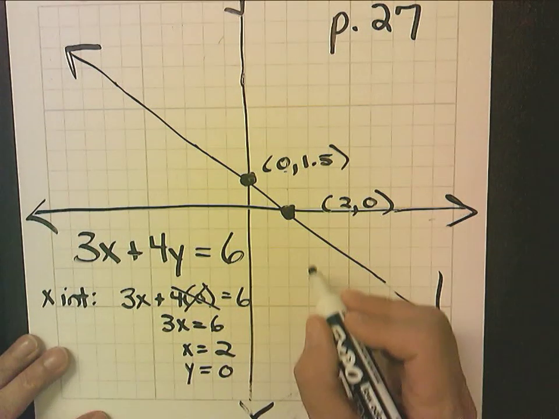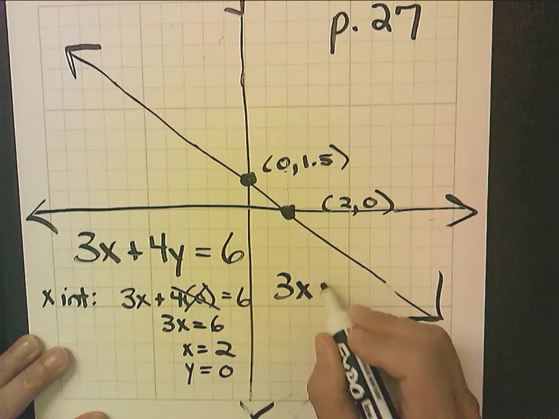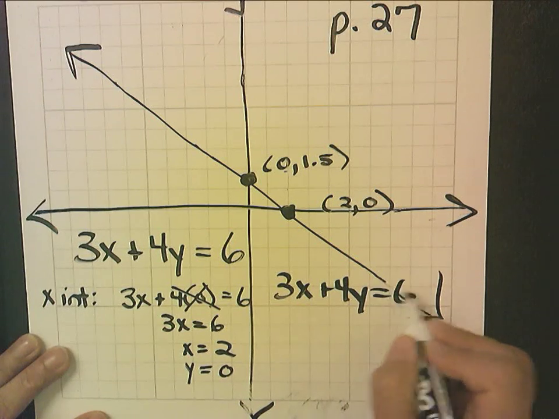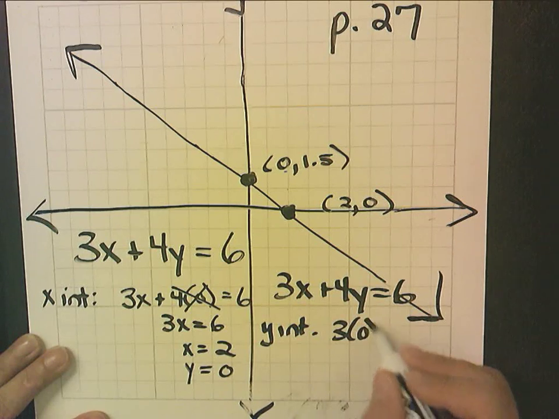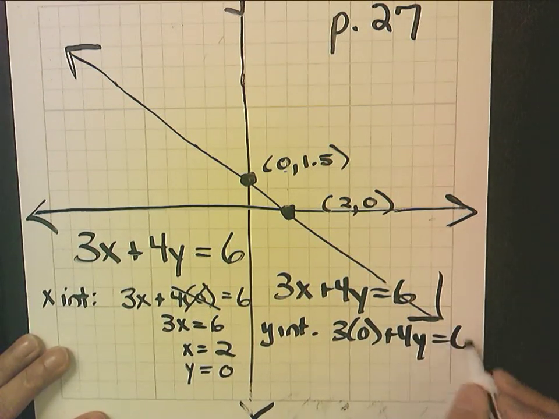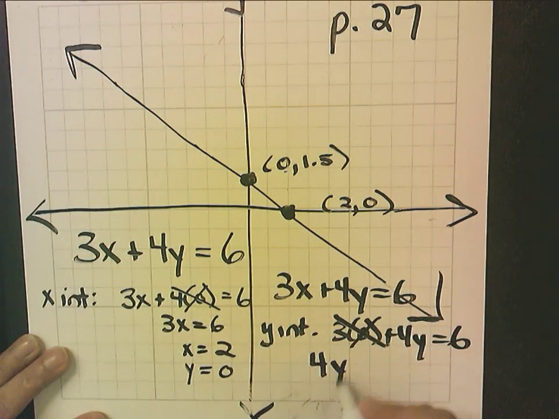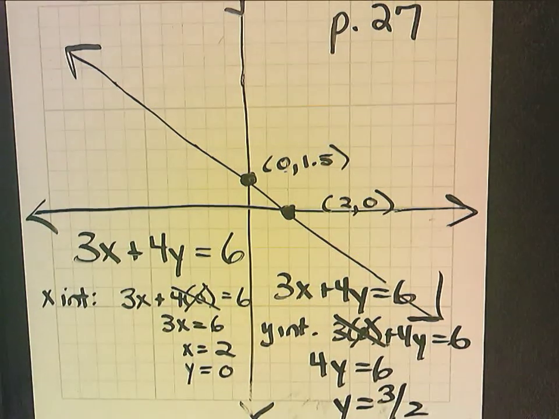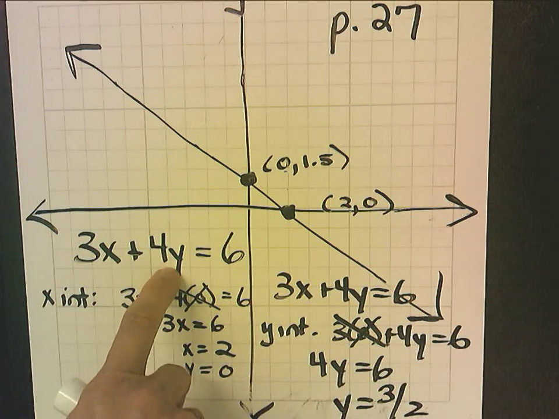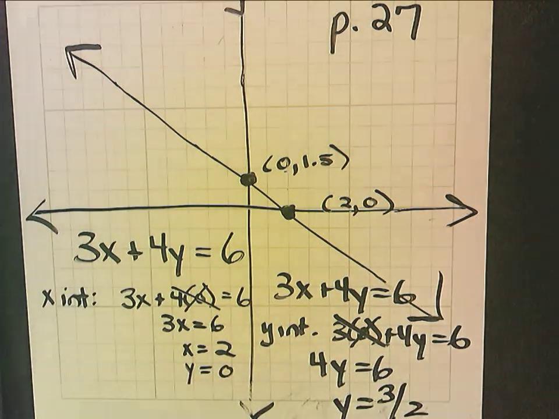Now, to find my y-intercept, I let x equal 0. So 3 times 0 plus 4y equals 6. That term goes away. 4y equals 6, y equals 3 halves, or 1 1/2. So, to find the x and y intercepts, we just let x equal 0 to find the y-intercept, y equal 0 to find the x-intercept.